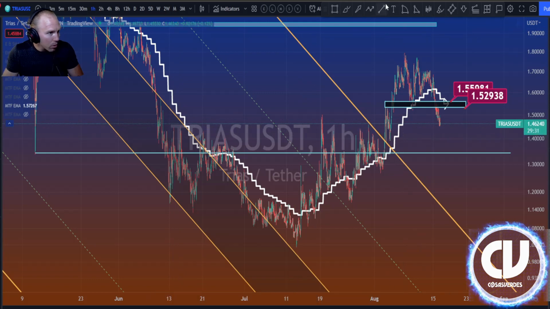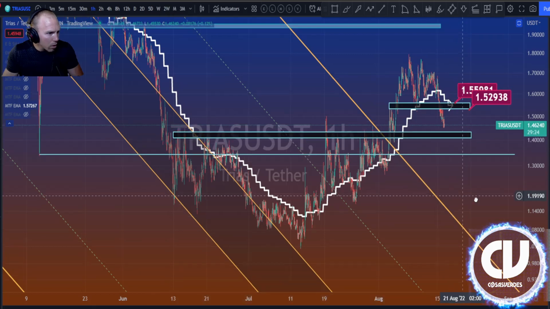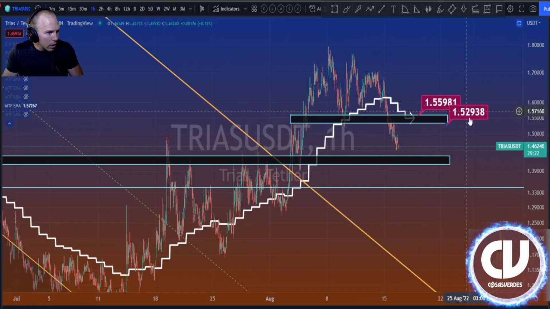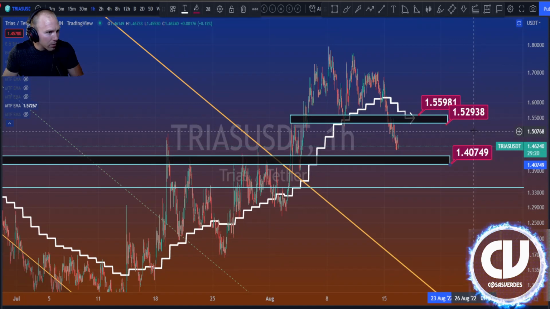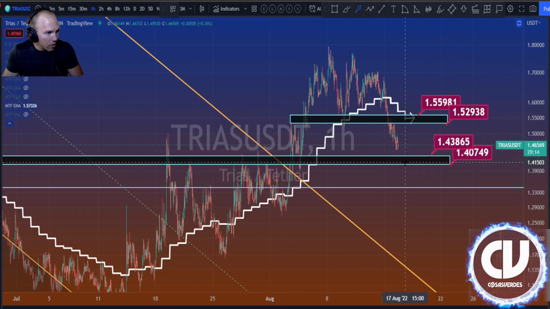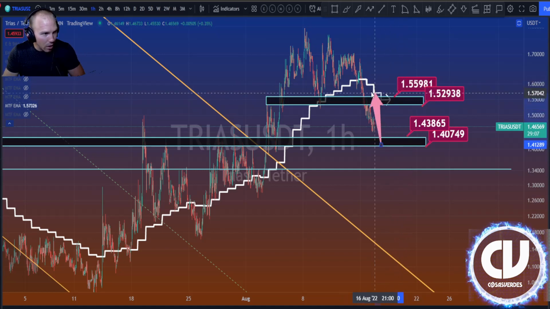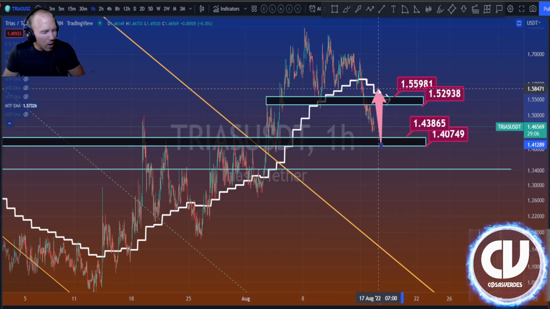Boom, boom, and you could get a nice bounce from this area. Okay, I have it labeled. And then you're going to find resistance in that area. That's it. And you'll be able to adjust how you're thinking once you see price interact.